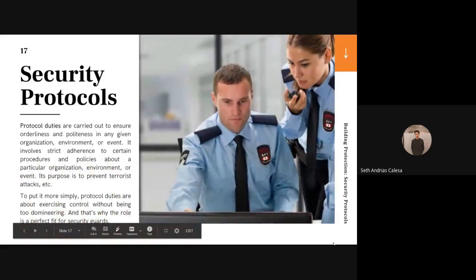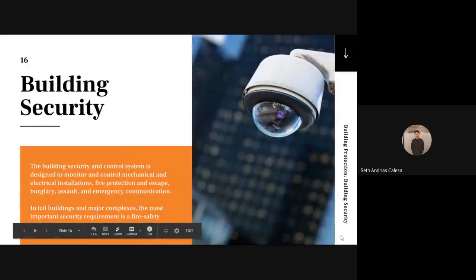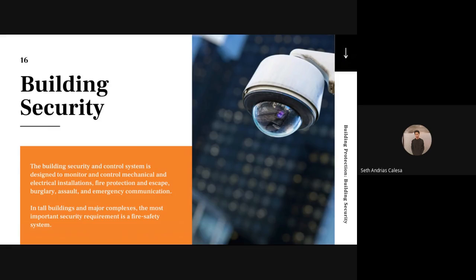Next, please. The importance of building security is that a secure building will decrease the chance of security threats occurring. By having security procedures in place, you can avoid common threats such as robbery and damage to your property. By having a secure building, you're also protecting your staff.